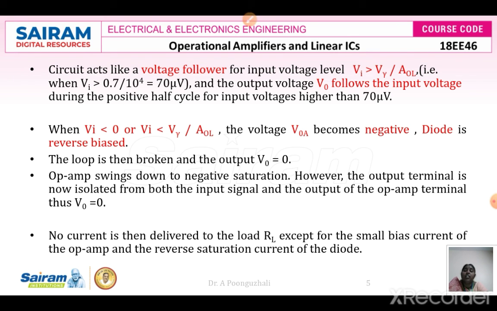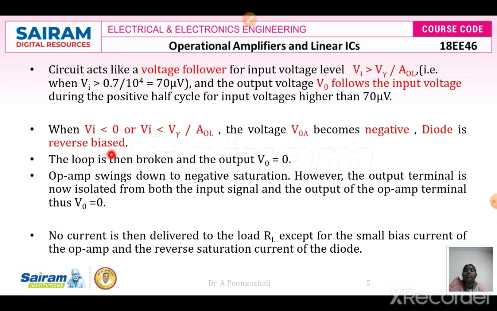So here we say that the circuit is going to act like a voltage follower for input voltage Vi greater than V gamma by AOL, and the output voltage V0 is going to follow the input voltage during the positive half cycle for input voltages higher than 70 microvolts. But when Vi is less than 0, or when Vi is less than V gamma by AOL, the voltage VOA is going to become negative. That means the diode is reverse biased.